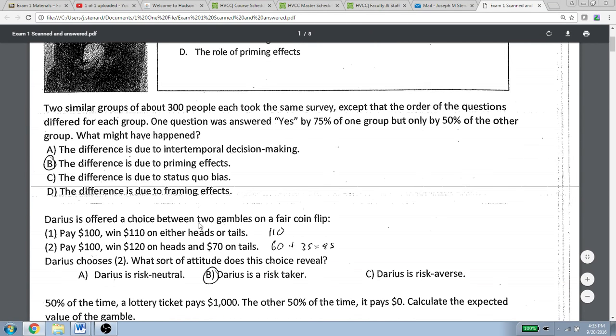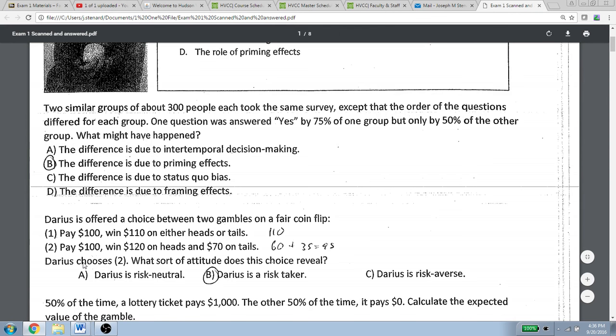Next question. Darius is offered a choice between two gambles. If you have a $110 payoff with either heads or tails, then the expected value of gamble number one is $110. On the other hand, gamble number two, where you win $120 half the time, means that part of the gamble has a $60 value, and then you earn $70 the other half of the time. That's worth a $35 value. 60 plus 35 means the expected value of this game is $95.